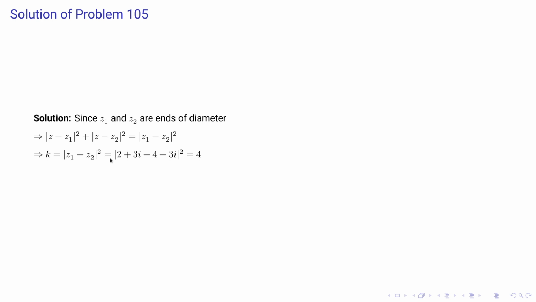So our K from the equation on comparison is equal to mod of (Z1 minus Z2) whole square. We substitute the values of Z1 as 2 plus 3i and Z2 as 4 plus 3i. 3i will get cancelled. 2 minus 4 is minus 2. Square of that will be 4.